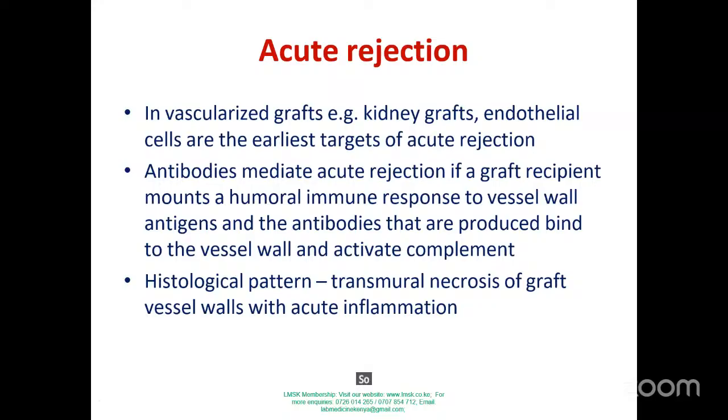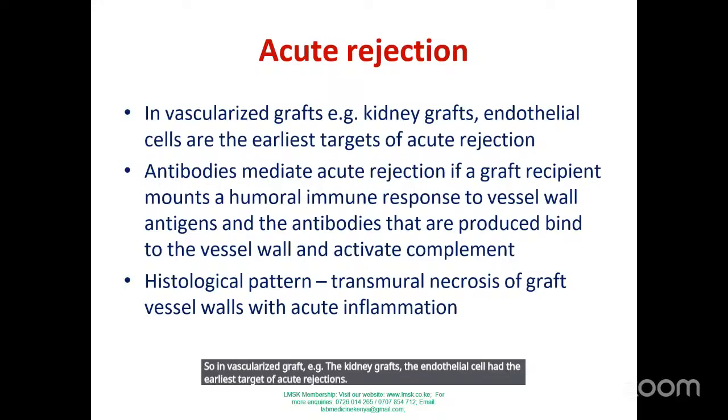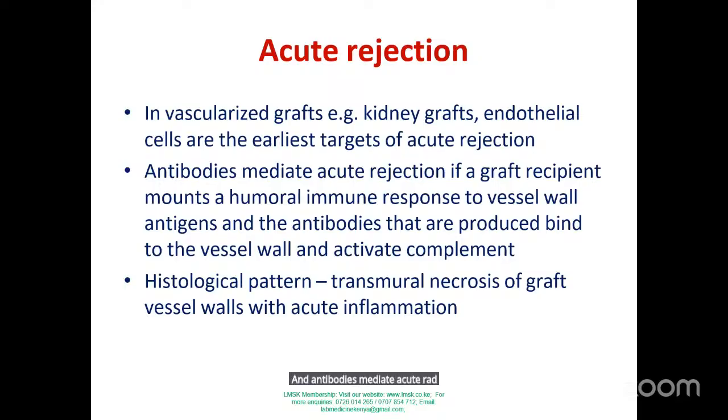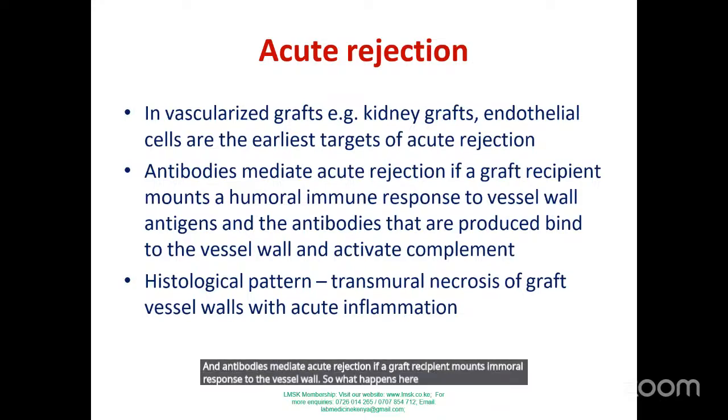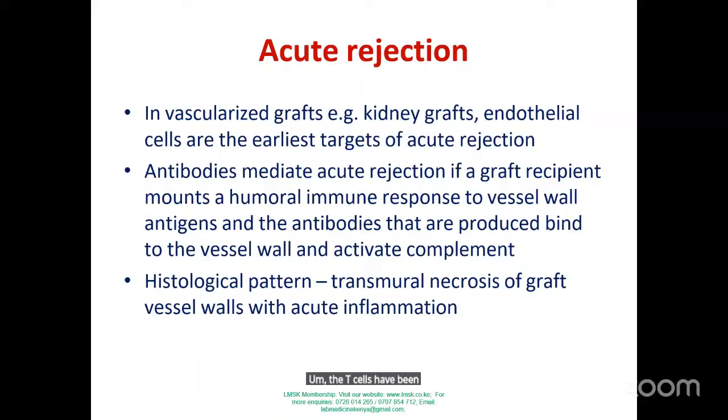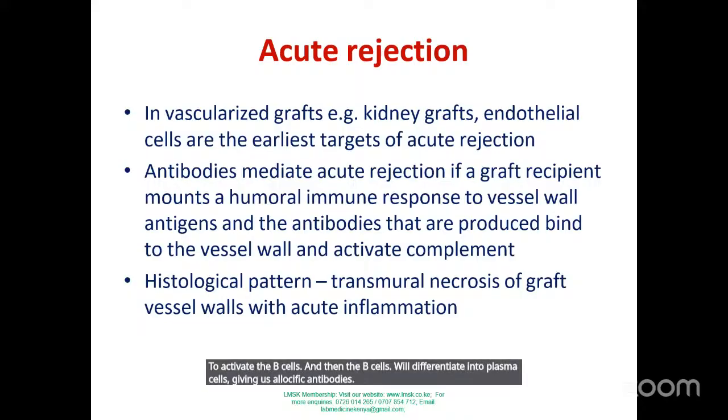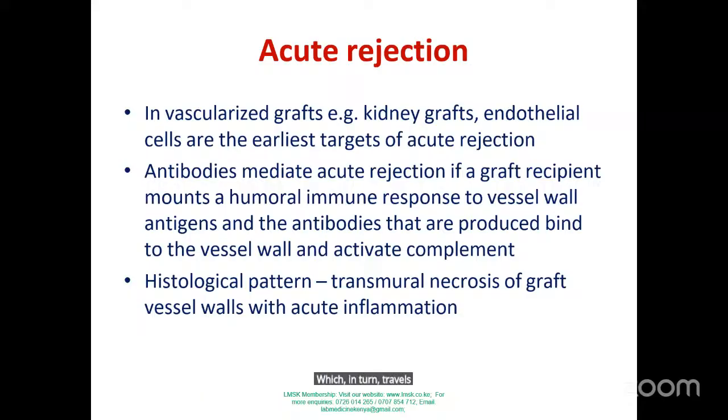So in vascularized grafts, e.g. the kidney grafts, the endothelial cells are the earliest target of acute rejection, and antibodies mediate acute rejection if a graft recipient mounts a humoral response to the vessel wall. So what happens here is once the T cells have been activated, cytokines are released that are able to activate the B cells. And then the B cells will differentiate into plasma cells, giving us allospecific antibodies, which in turn travel and attack the endothelial cells of the graft.